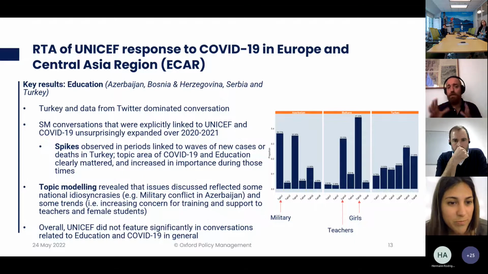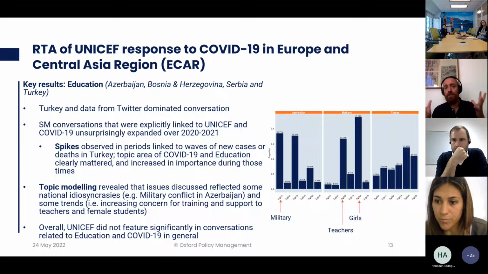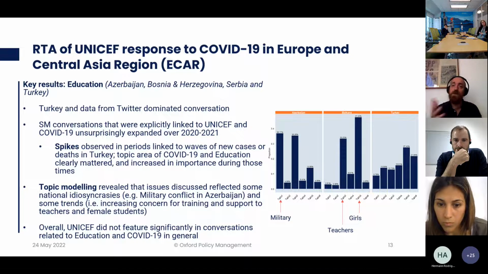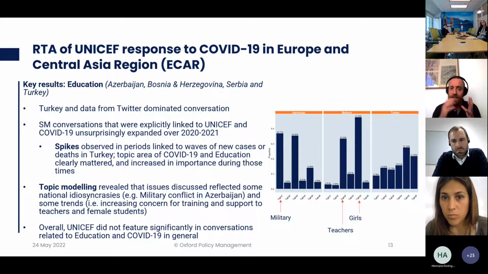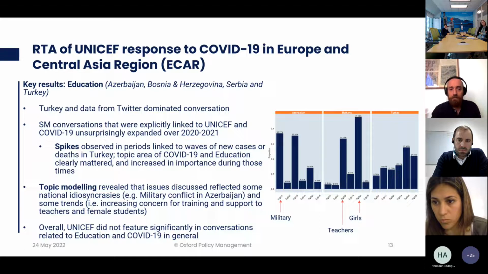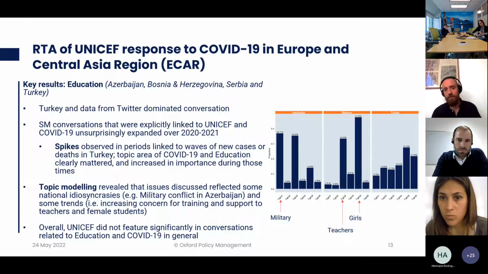The main findings from this analysis were the following. So one is we saw that, perhaps unsurprisingly in this context, because Turkey is the biggest economy, data from Turkey and in particular data from Twitter absolutely dominated the conversation. That's partly also related to the fact that Twitter data is easier to access than other social media data. Social media conversations that were explicitly linked to UNICEF and COVID-19 unsurprisingly expanded. They increased in importance between 2020 and 2021.